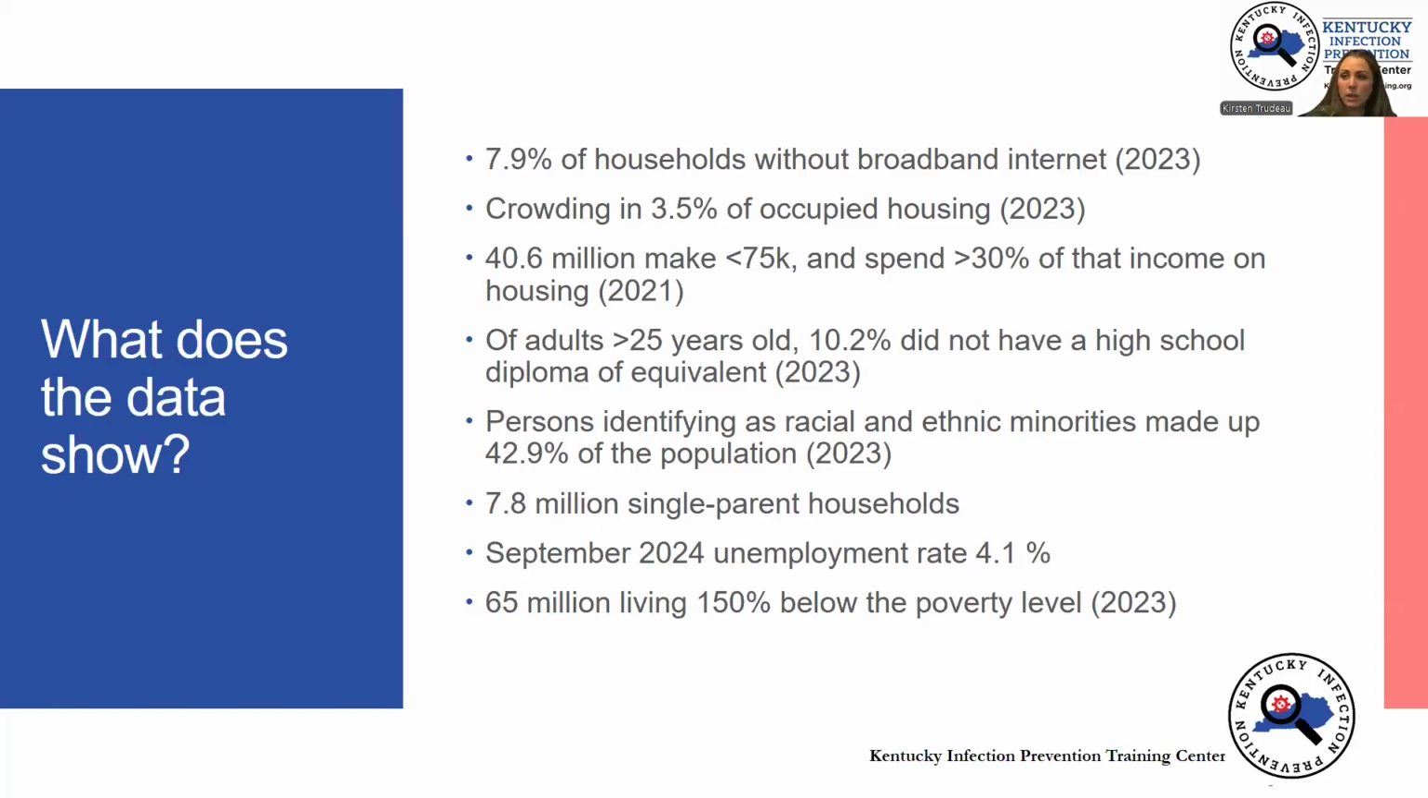You'll see as we get further into social determinants of health why that is important. And then 7.8 million households are single parent households. You can already tell from those objectives that we saw on the previous slide that single parent situations definitely increase your social determinants of health risk. And then in September 2024, the unemployment rate was 4.1%.